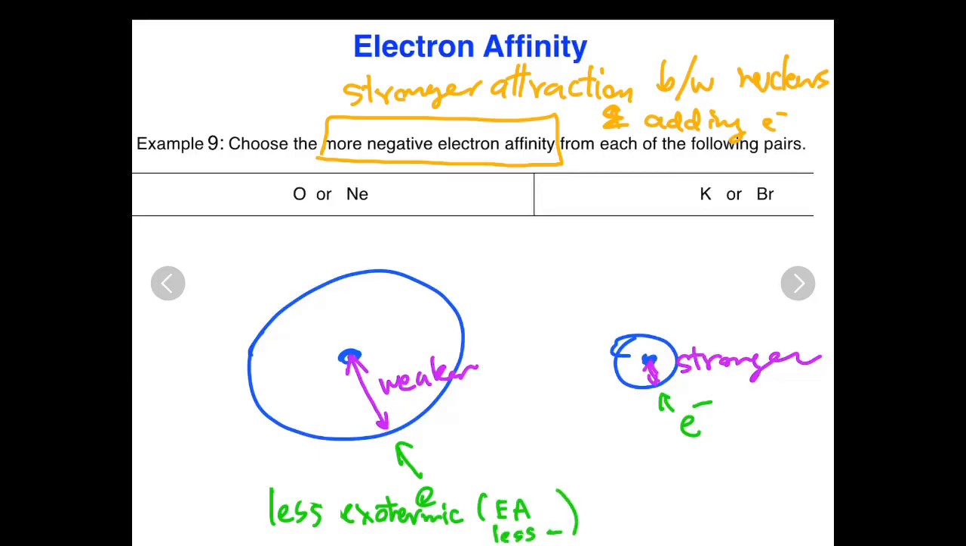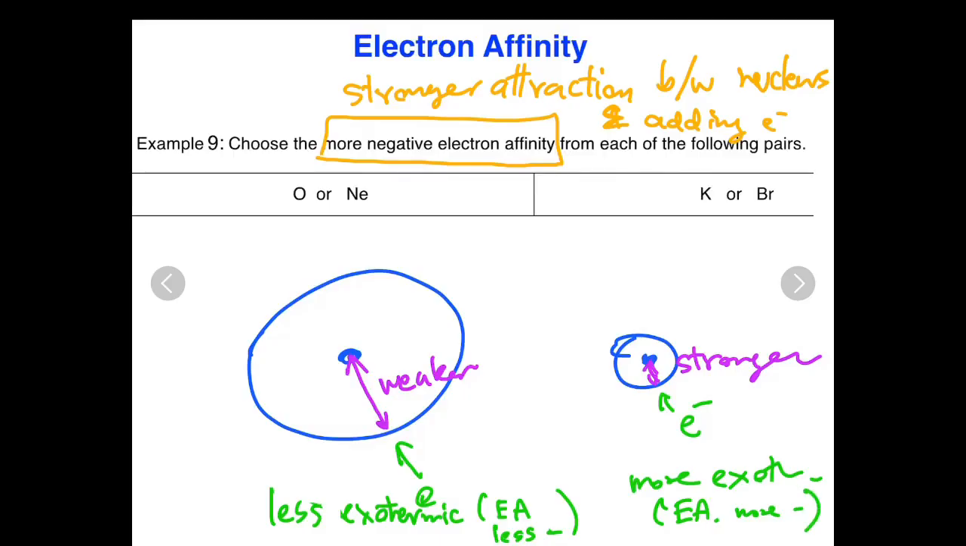Whereas if you have a smaller size, it indicates a stronger attraction force between the nucleus and the added electron. This one is going to be more exothermic, right? So the EA value would be more negative.